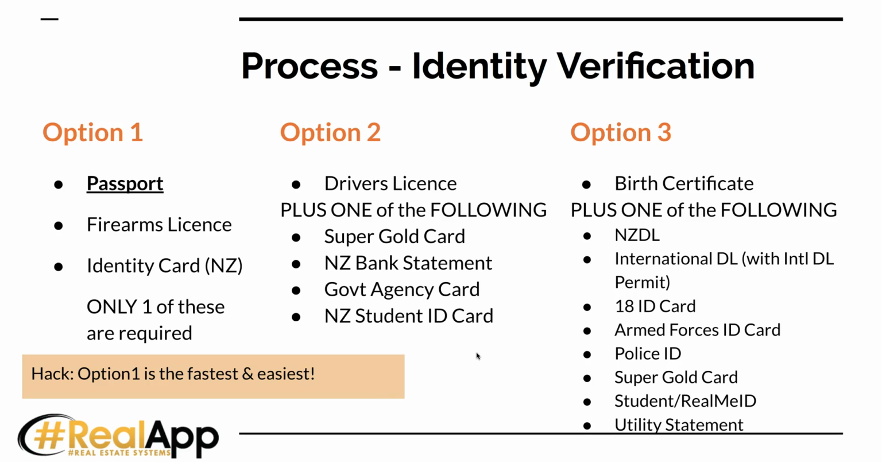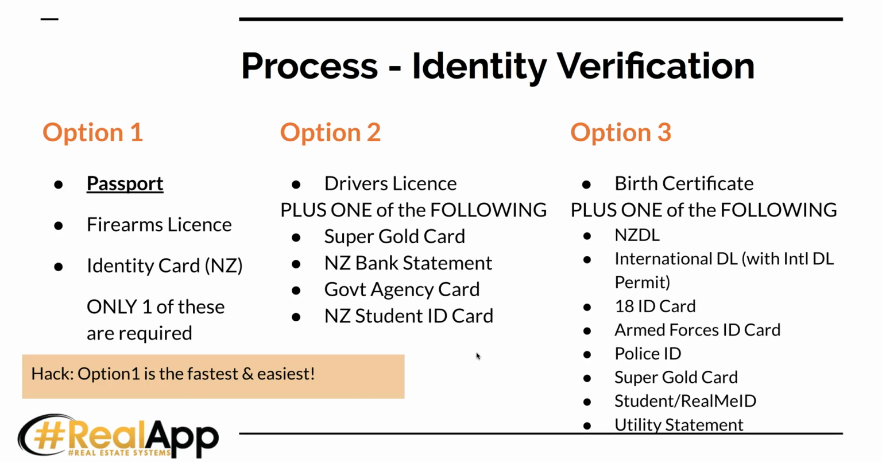again, that must be associated with one other form of identity. That is a New Zealand driver's license, an international driver's license with the international permit attached to it, an 18+ ID card, armed forces ID card, police ID cards, Super Gold cards, student Real Me ID, and or a utility statement.